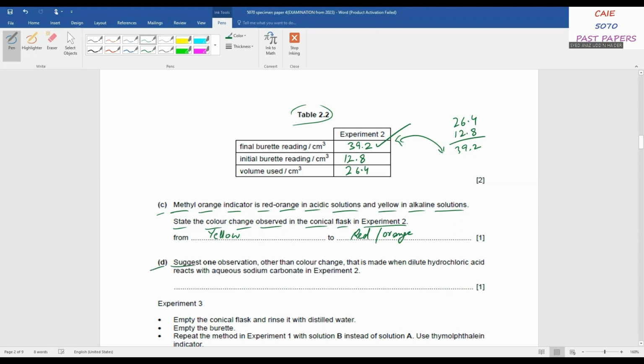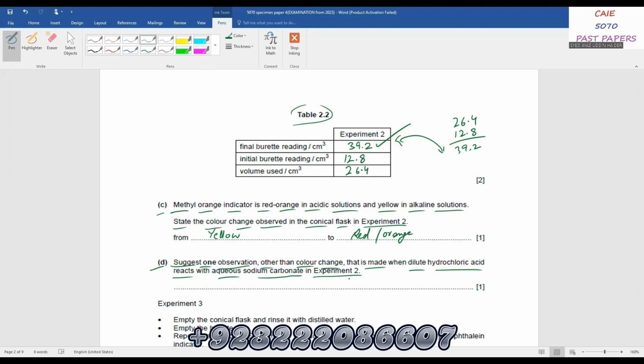Part D. Suggest one observation other than color change that is made when dilute hydrochloric acid reacts with aqueous sodium carbonate in experiment. It's very easy. Whenever metal carbonate reacts with acid, carbon dioxide is produced, and you can observe it through bubbling or fizzing. So you write bubbles, fizzing, or even you can write effervescence.